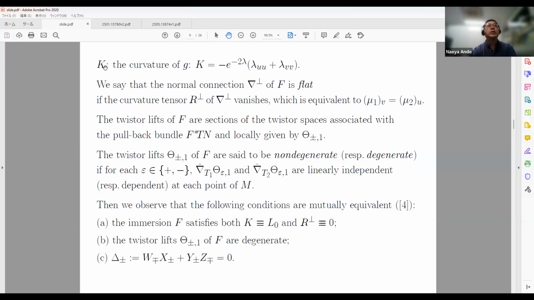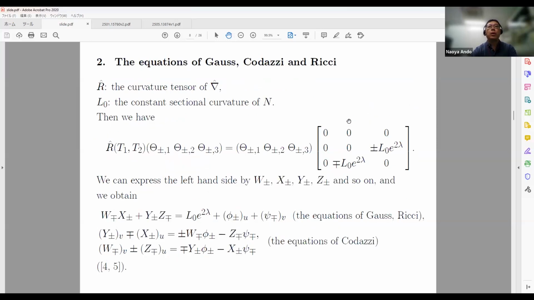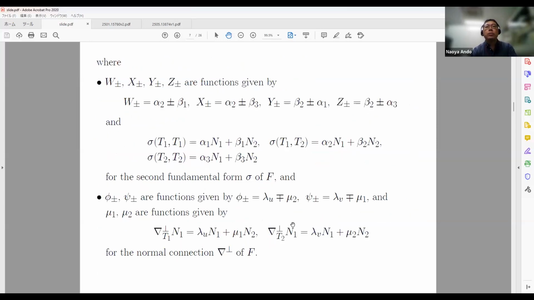Let large K be the curvature of the induced metric G of the surface. Then K is represented like this by the function lambda. We say that the normal connection of F is flat if the curvature tensor R perp vanishes. This condition is equivalent to this relation between mu1 and mu2, where mu1, mu2 are given like this.